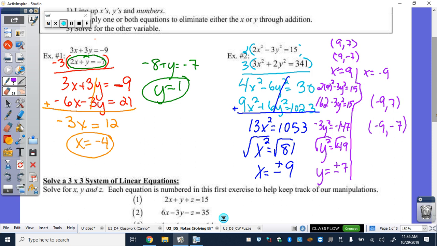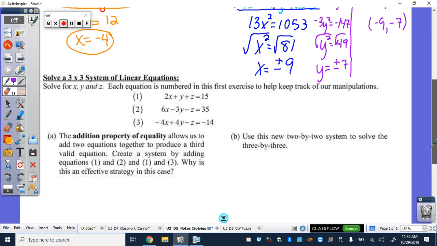Okay, so we're going to take that process and apply it to what we call 3x3 systems. It's got 3 variables and 3 equations, so hence the name 3x3. And really it's the same thing. You've got to do the elimination method over and over and over again.